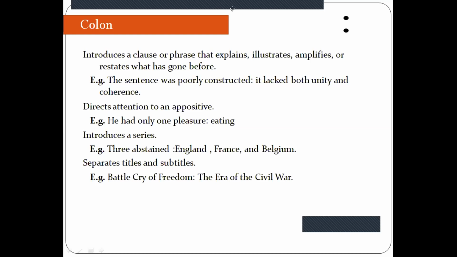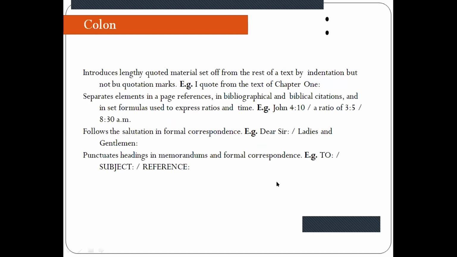We are moving on to the next. We are still on the colon. We say the colon introduces lengthy quoted materials set off from the rest of a text by indentation, but not by quotation marks. What does it mean? Let's move to the example instead of explaining these terms. I quoted from the text of chapter 1.